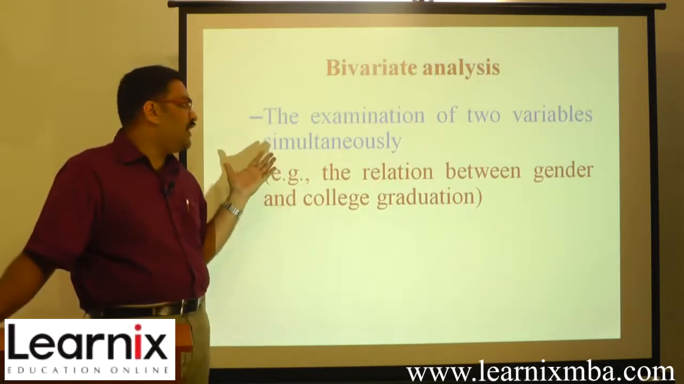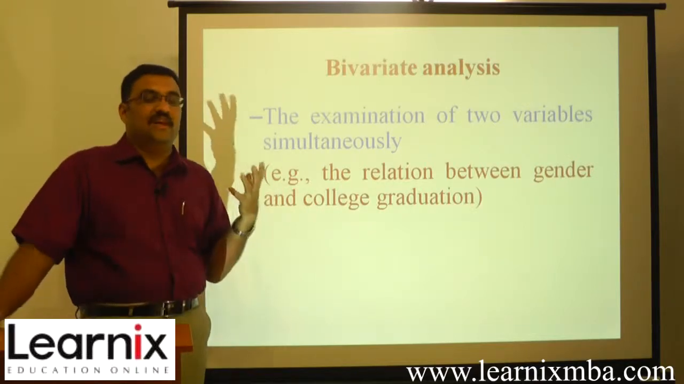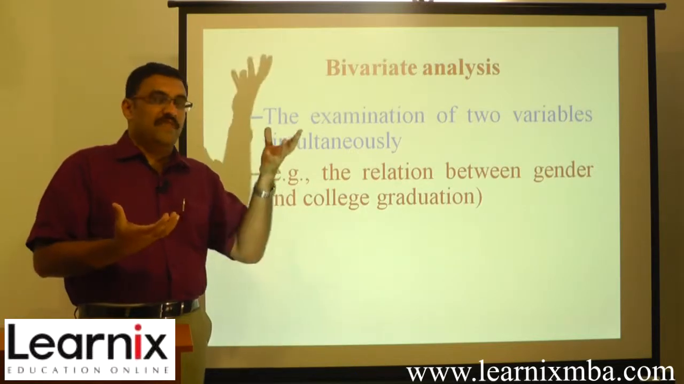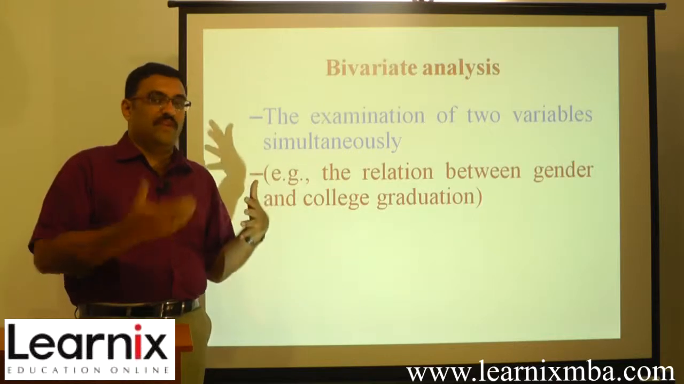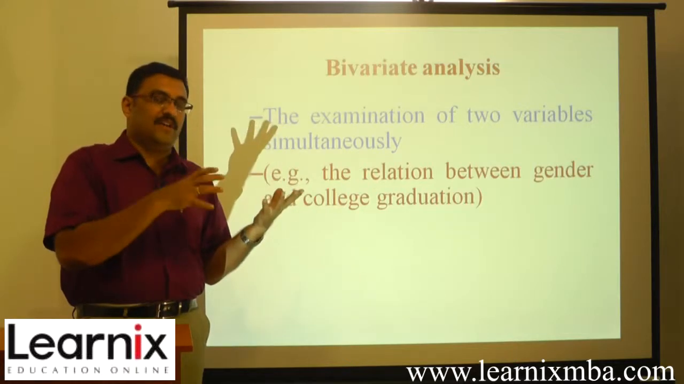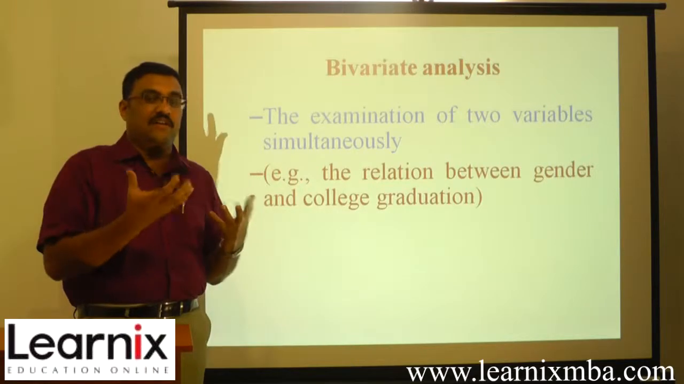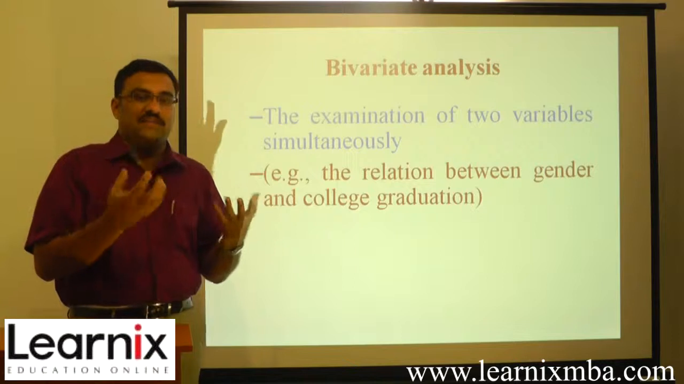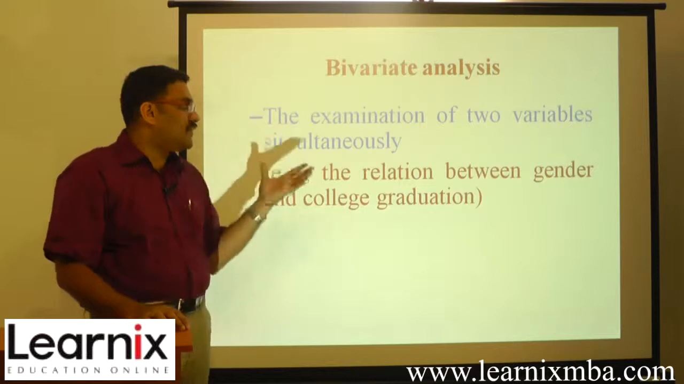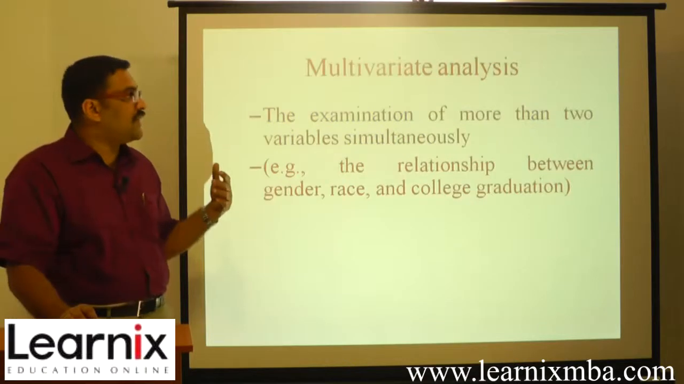Bivariate is the examination of two variables simultaneously. That means two variables at a time that we may be taking. For example, a college and also gender. Different types of college, arts, science, commerce, and male and female, the gender. So arts college male to female, science college male to female, engineering college male to female. So two variables simultaneously that we are taking, and relatively we are assessing standing upon both the variables. So it is an examination of two variables simultaneously, the relation between gender, college, graduation, all these things. So two variables at a time.